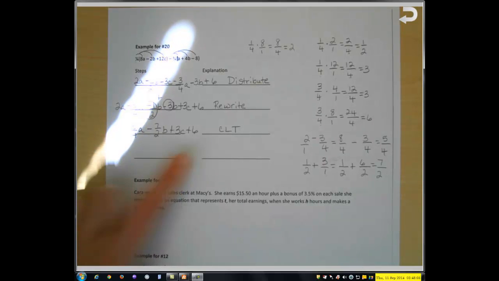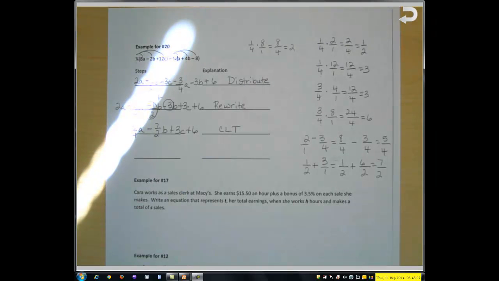Let me just change this lighting a bit. Oh, maybe I can just move my paper.